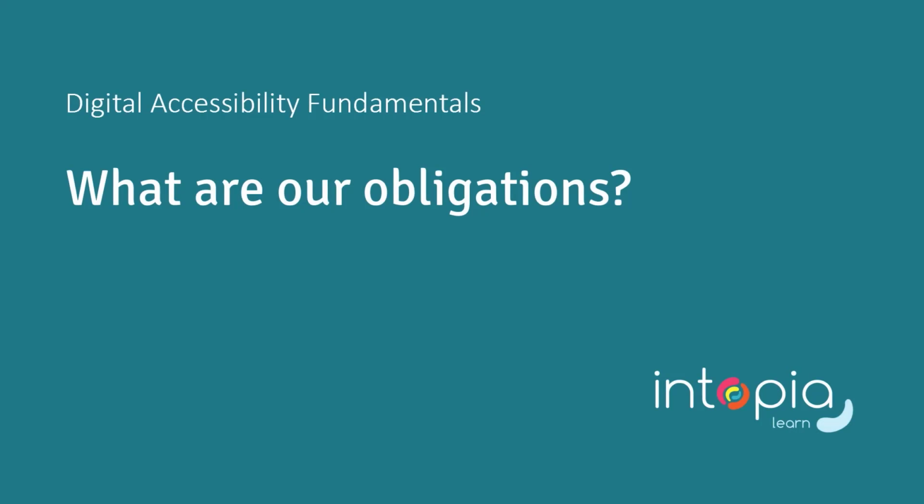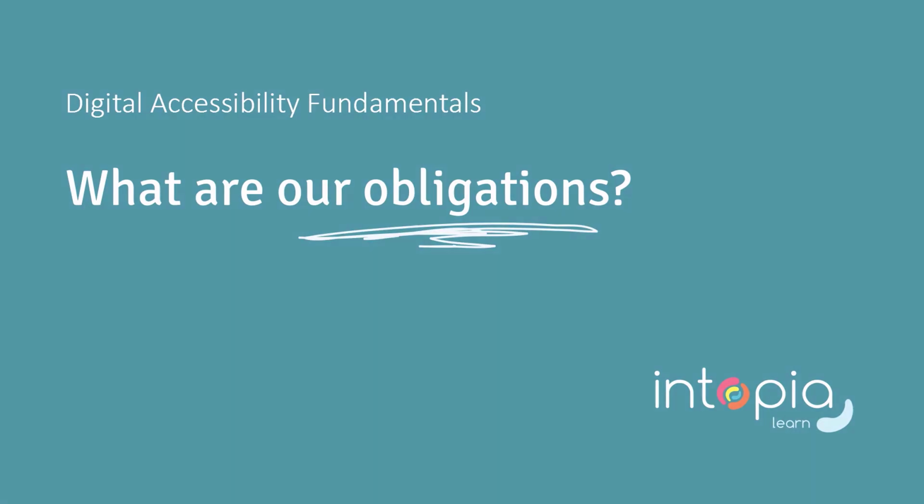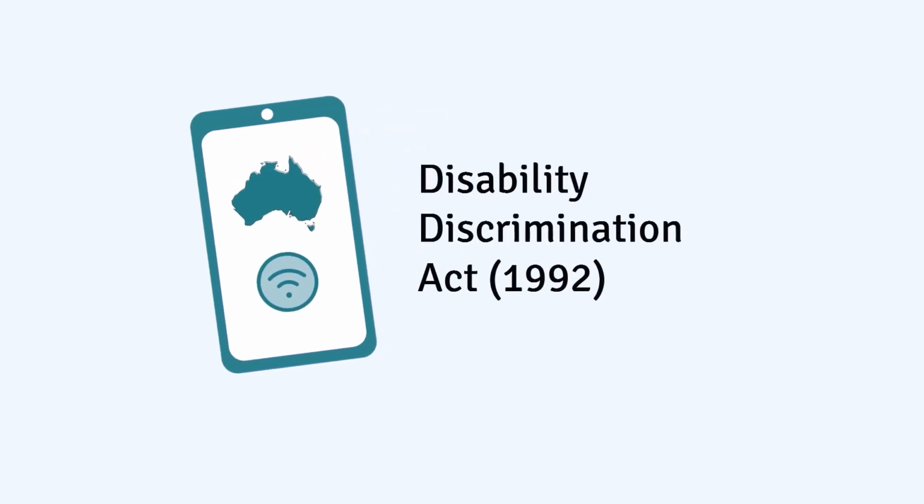What are our obligations for accessibility? Access to goods and services through the internet can greatly improve equity for people with disabilities. The right to this access is protected by law in many countries. In Australia, this is under the Disability Discrimination Act.